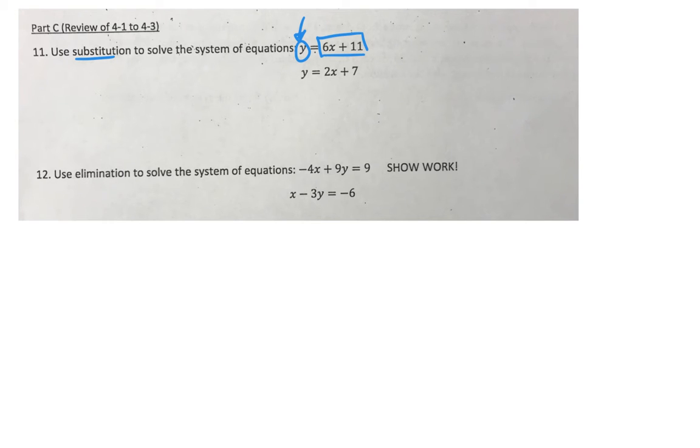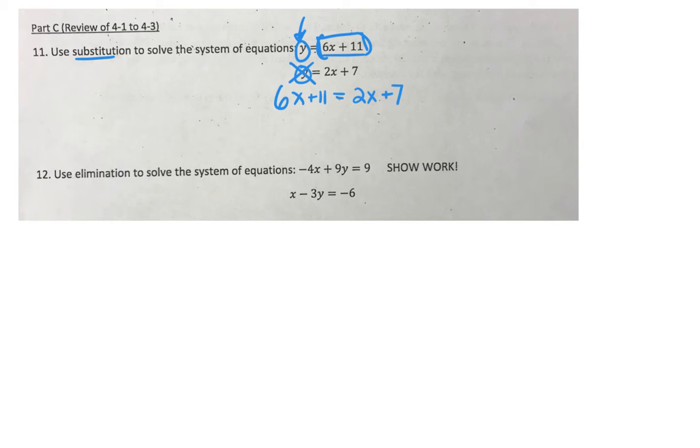Well, guess what? I see a y right here. So I'm going to get rid of that y, and in its place, I'm going to put a 6x plus 11. So instead of y equals 2x plus 7, it's going to say 6x plus 11 equals 2x plus 7. So that's how you use substitution. You replace one of the variables with that expression.